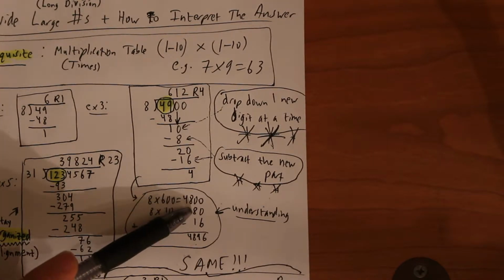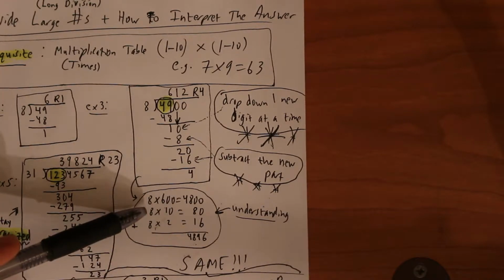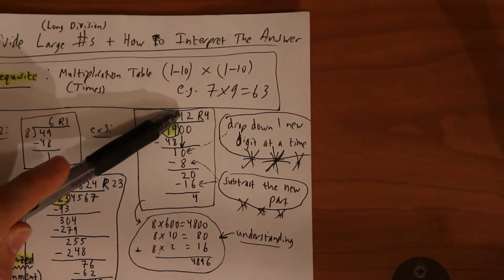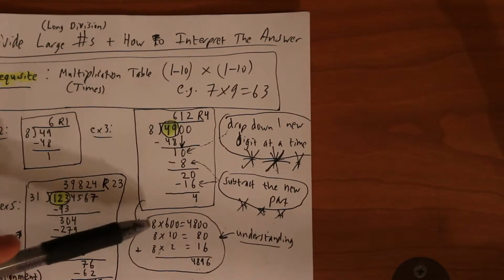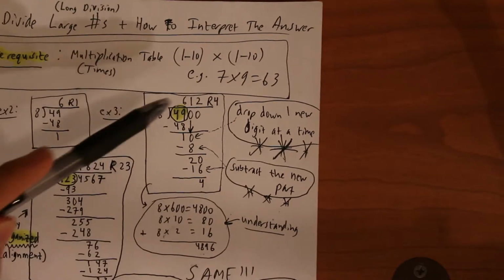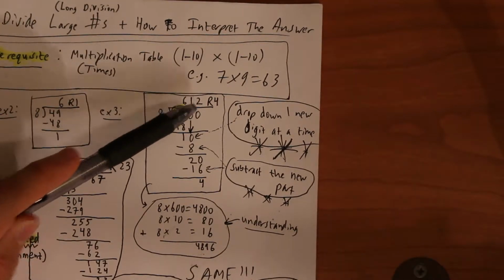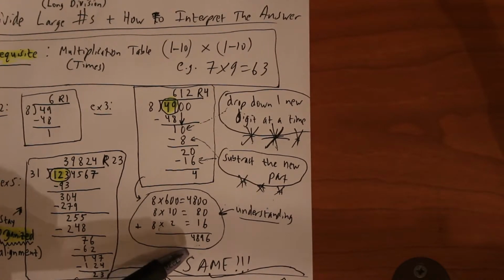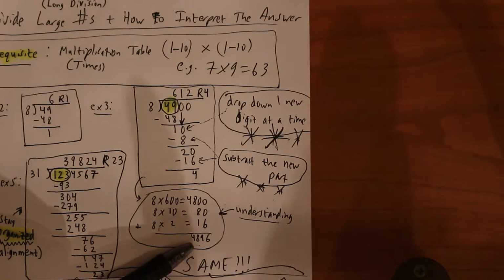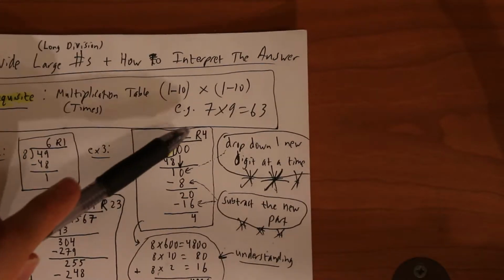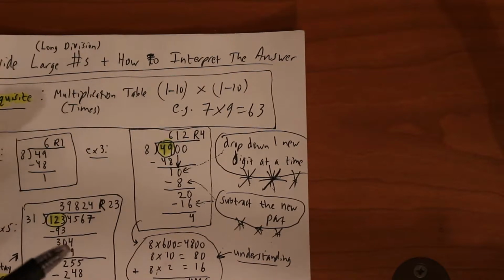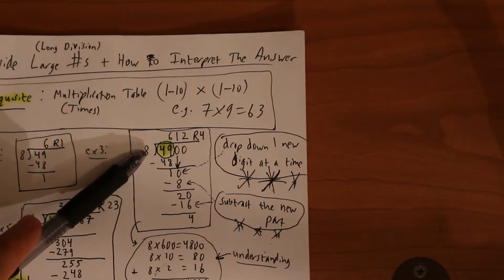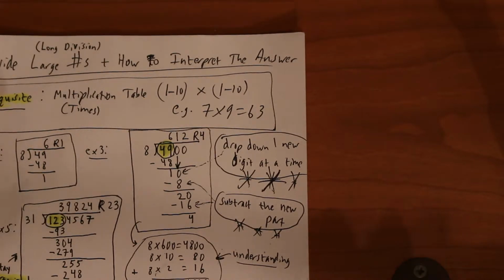Now we're at 4,800, so we have 100 left to go, and that 1 is not just a 1, it's a 10 because it's in the tens place. So 8 times 10 is 80. And then that 2 is just a regular ones digit, 2. So 8 times 2 is 16. If we add all this up, we get 4,896, which is 4 away from 4,900, hence the remainder of 4. All right, so make sure you followed this large number divided by a small number example, because it's going to get more complicated.